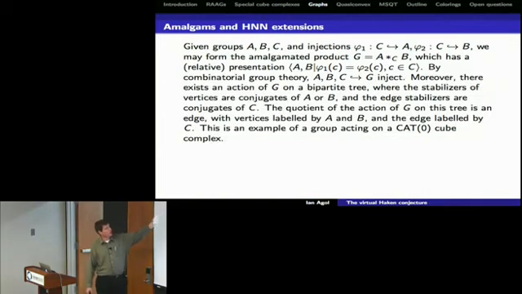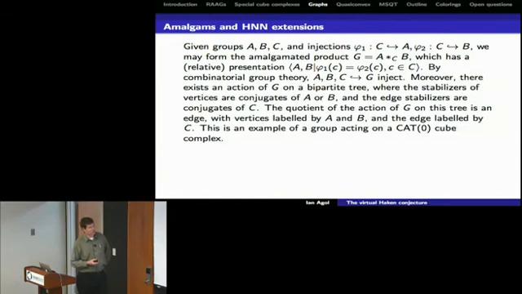So given groups A, B, and C, if we have injections of the group C into A and into B, then we can take the amalgamated product, which is given by a sort of relative presentation, when you take A and B and you identify the elements in C inside of each of those groups. So you can regard it as a push-out or a universal kind of property. Then from combinatorial group theory, we know that A, B, and C all inject into this amalgamated product.